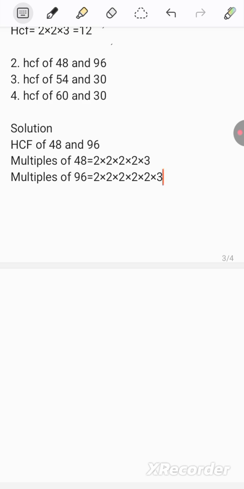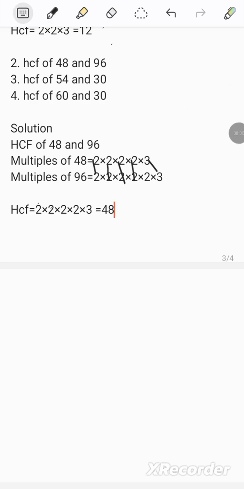This method, I would say, is the product of the common multiples. Yes, the product of the common multiple method. These are the common numbers to both sides: 2, 2, 2, 2, and 3. That is to say, for the HCF, we will multiply all the common multiples in the numbers 48 and 96. Therefore, the HCF is 48.